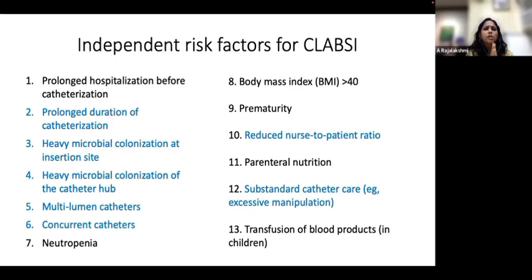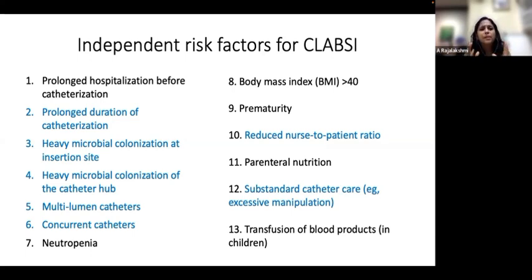Apart from this, there are a lot of independent risk factors, some of which can be reversed, some cannot be corrected. The problem with increased risk of CLABSI is certain patients who are in the hospital for long, who are neutropenic, who are obese, who have extremes of age, who are on parenteral nutrition, transfusion of blood products. All this can happen, and these patients increase the risk of CLABSI, and these patients can have additional lines in addition to the HD catheter. They can have a central line also. So we won't know which catheter is causing the bacteremia.